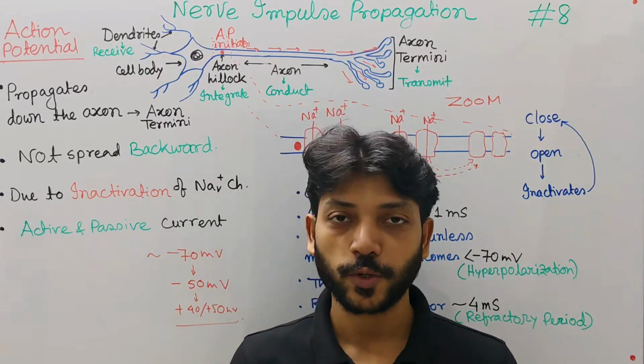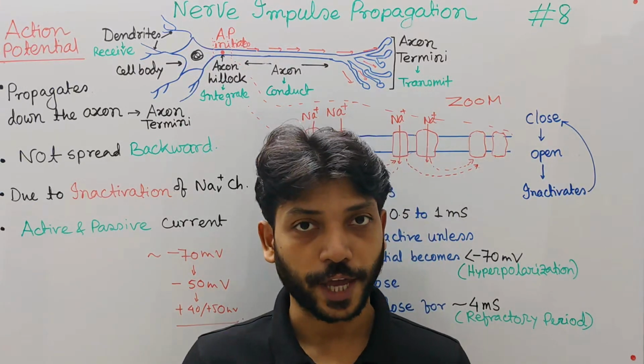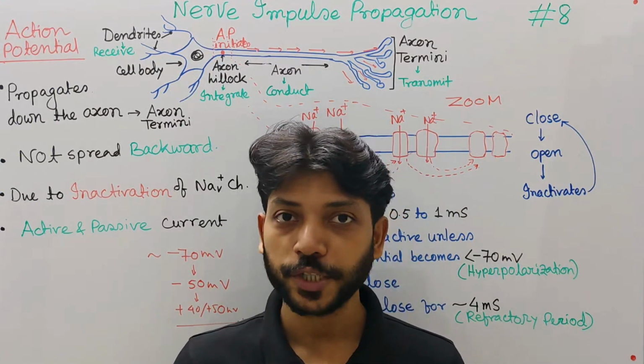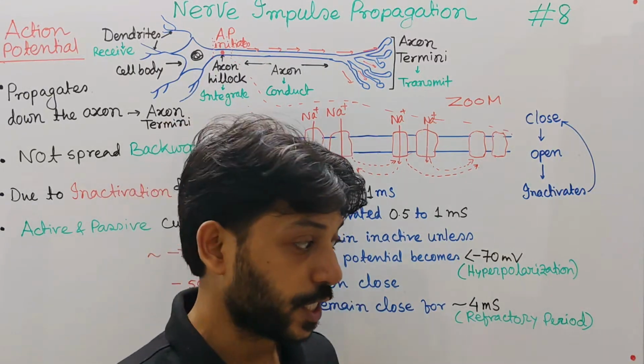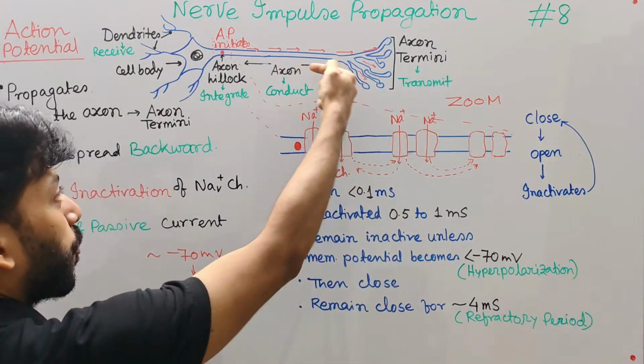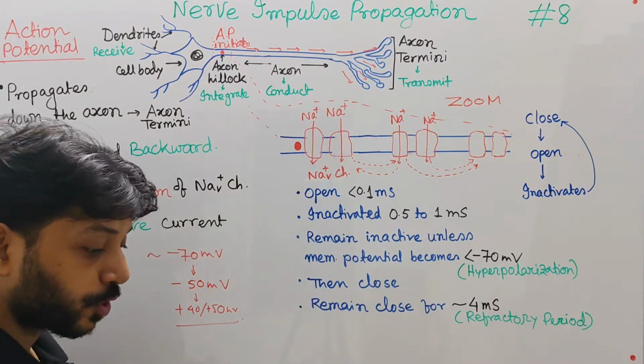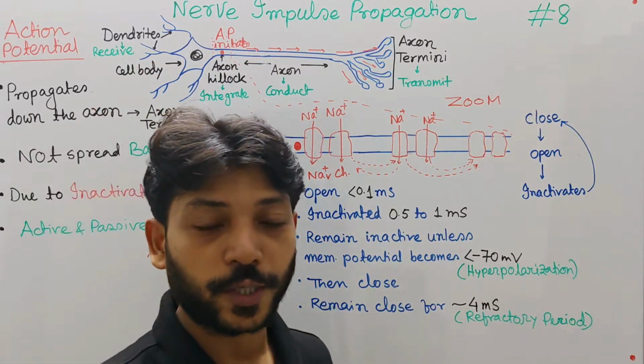Welcome everyone. Today we are going to learn about one important feature of action potential. That is, action potential propagates down the axon toward the axon termini. But the most interesting fact is it does not spread backward. The question is why it does not spread backward.